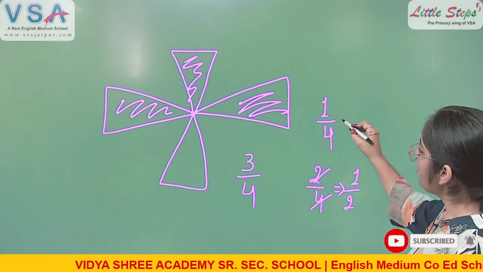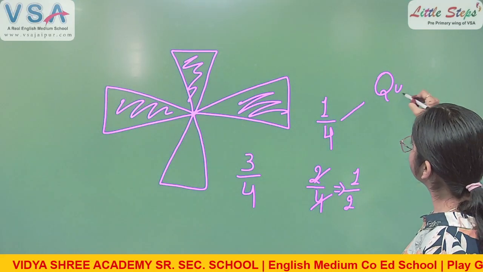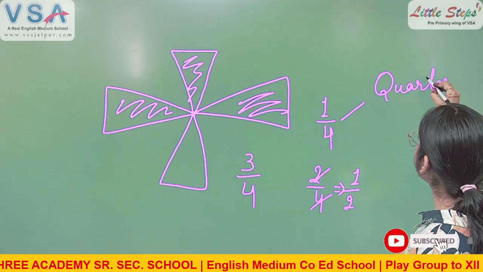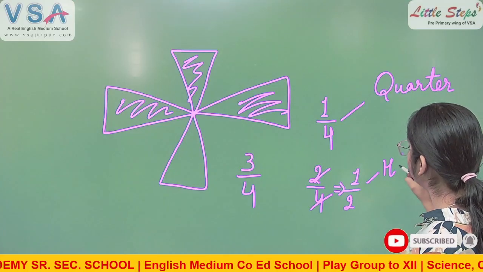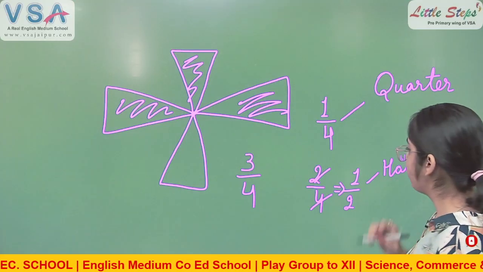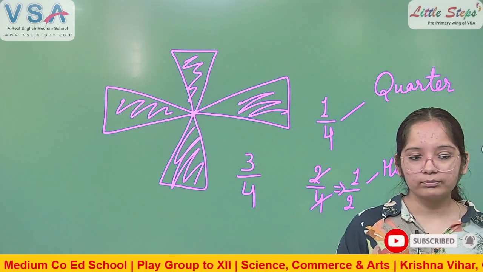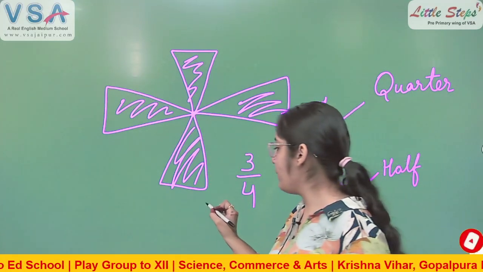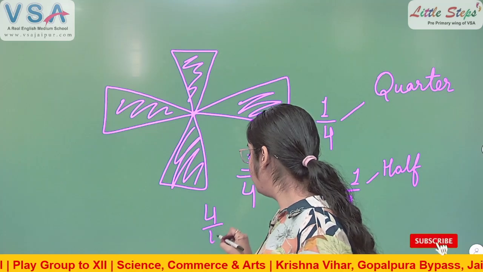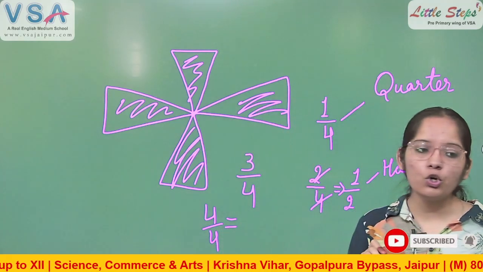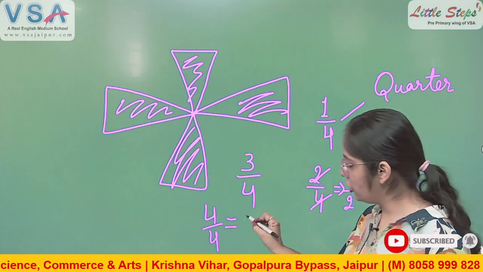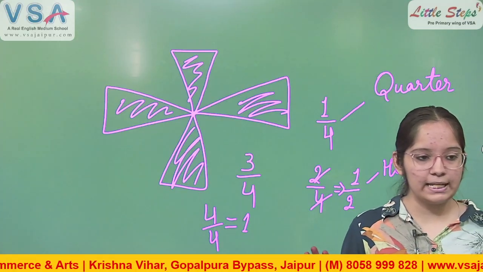And 1 upon 4 is known as quarter. 1 upon 2 is known as half. And if I color all of them, 4 upon 4 is equal to? Very good. 1. Complete. Easy?